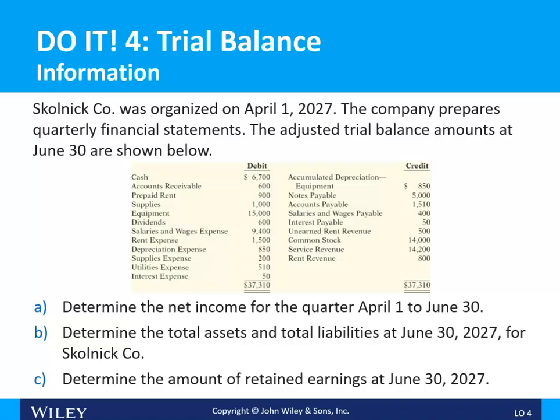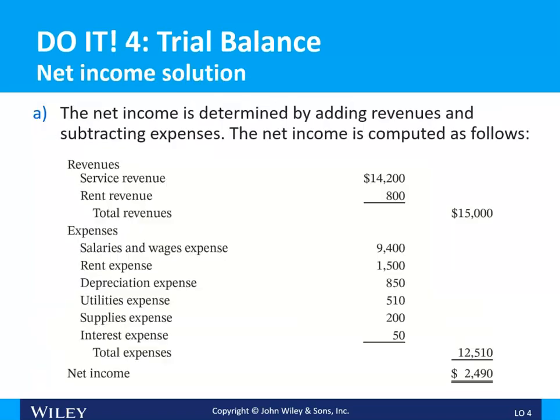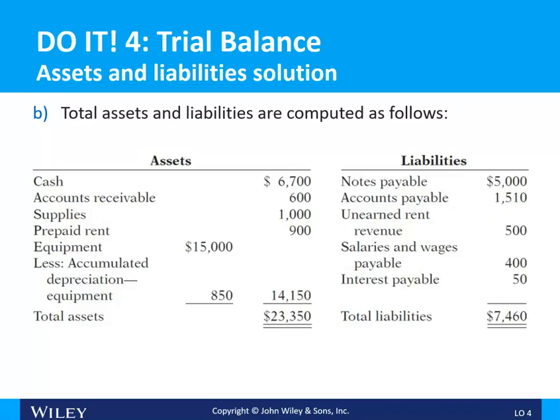Liabilities have credit balances. Most liabilities have the word payable in it. So we look at those. So notes payable, accounts payable, salaries and wages payable, interest payable. Those are all liabilities. We have an additional liability account we learned about, unearned rent revenue. So unearned revenue is a liability account. So those are our liabilities. So if we add up our assets, add up our liabilities, this is what it looks like. So we have total assets of $23,350. We have total liabilities of $7,460.